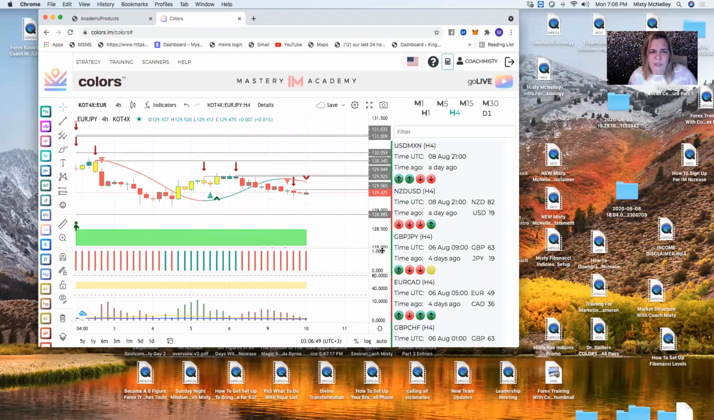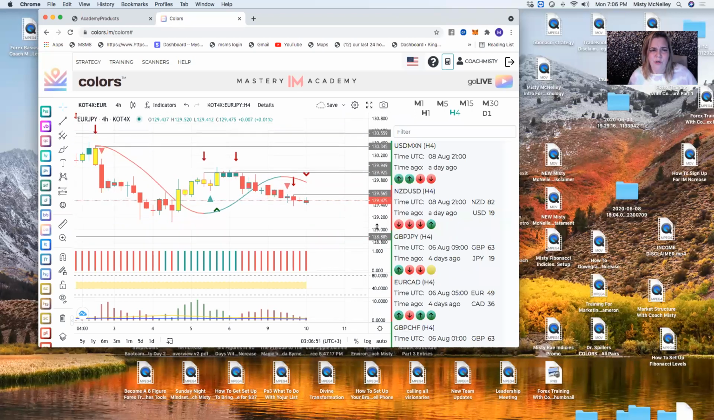But yeah, tomorrow what we're going to go over is the swing arrows and what they mean, what price is doing when they come up, the chevrons, okay, what price is doing when they come up. So that's what we're going to be working on tomorrow.